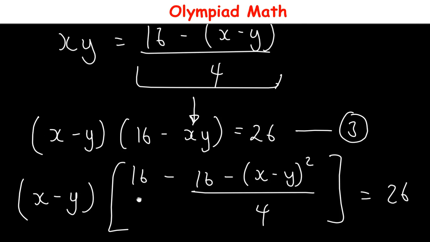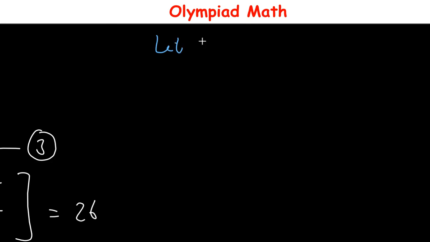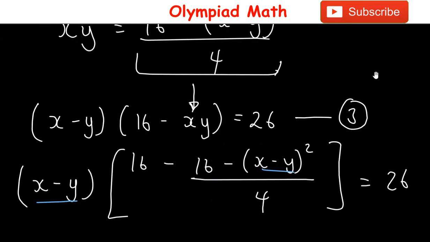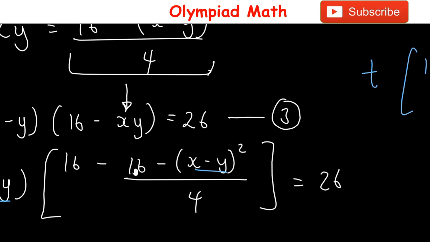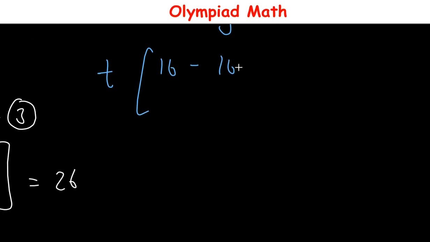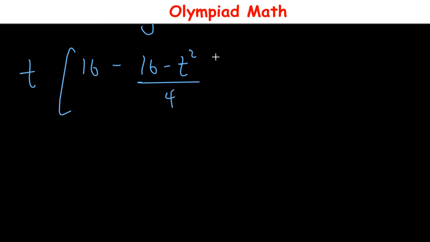With this, at this junction, we are going to let x minus y equal t. So this equation then becomes t multiplied by 16 minus, since x minus y is t, t squared, all over 4, and this equals 26.